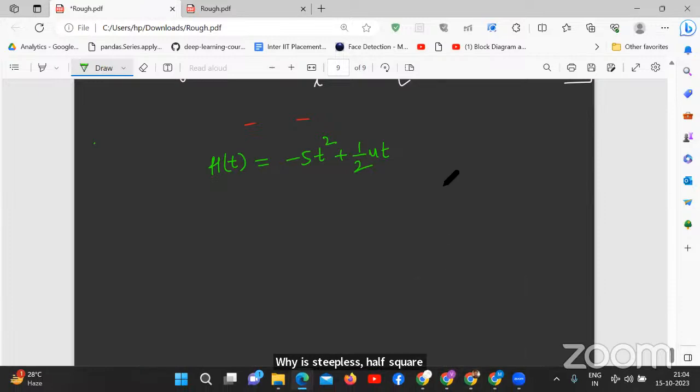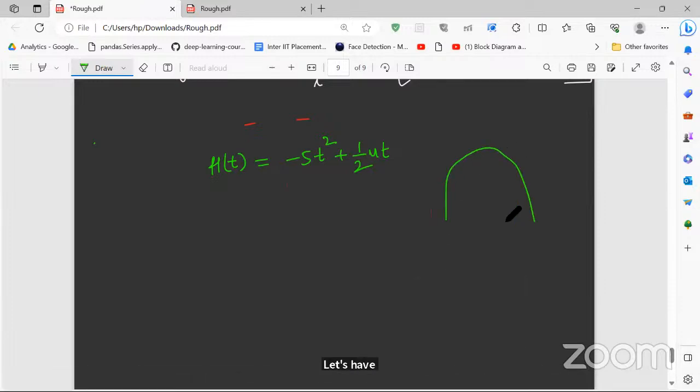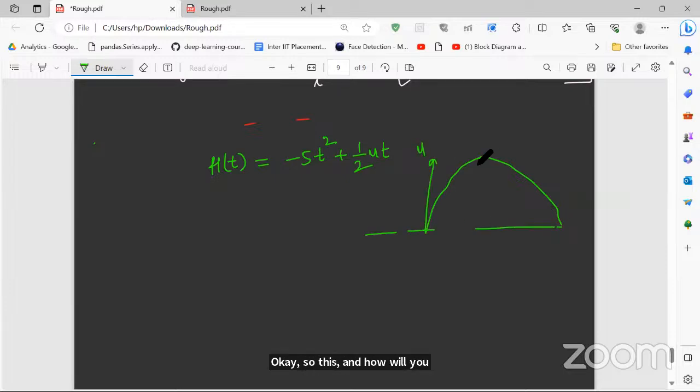Okay, so this is a coordinate, and how will it go? It will go something like this, right? Basically, you have to calculate the initial value of u. So there is some speed u. At this point, you know the y coordinate, and that is equal to 5. This is what you know.